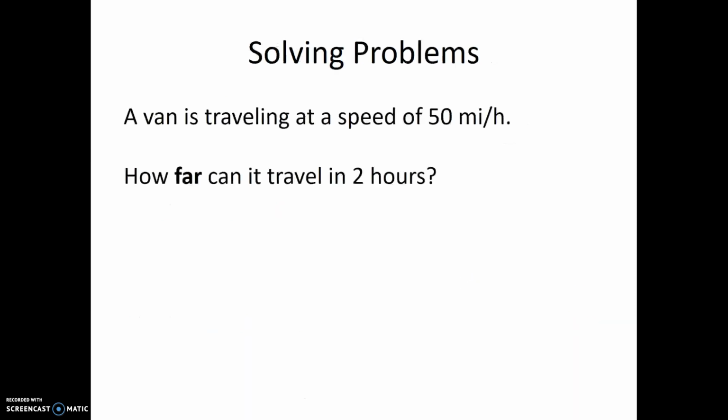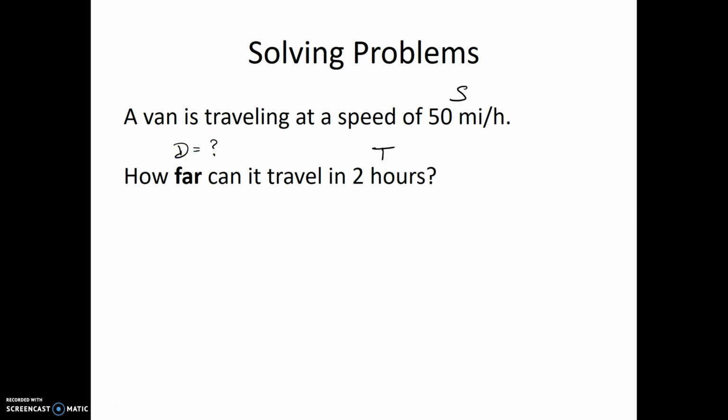Our first one says that a van is traveling at a speed of 50 miles per hour. How far can it travel in 2 hours? Because we have so many variables when we're working with rates, we are going to label these different things in our word problem. I want you to label distance, speed, and time. In this problem, we're given a speed, 50 miles per hour, so we'll put an S up there. We're given a time of 2 hours, so we're going to put a T right there. We're trying to find distance, so we're going to put a question mark with distance.